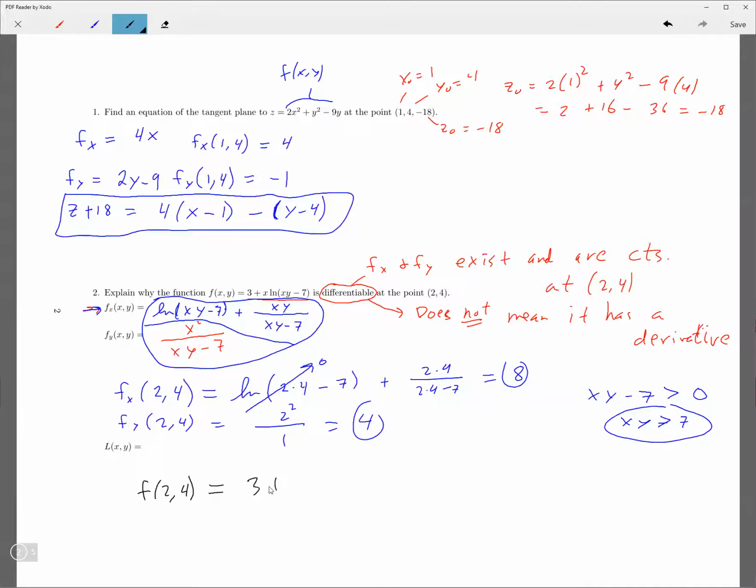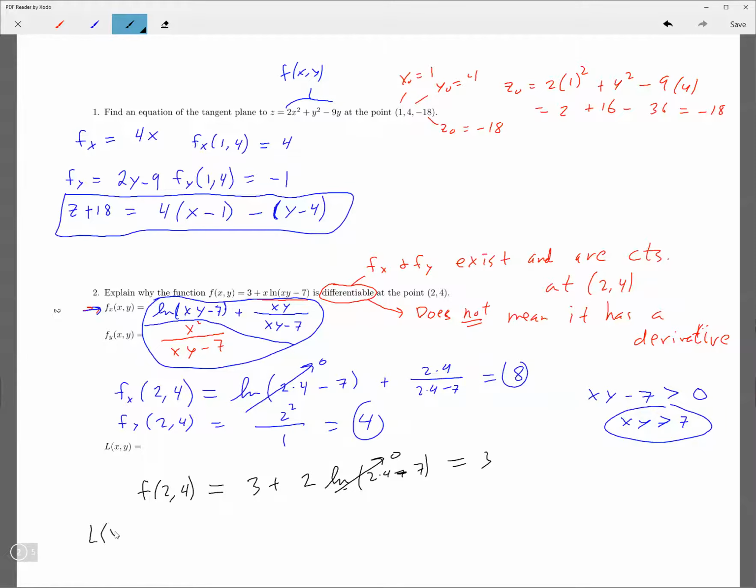So that's 3 plus 2. I'm just plugging it into here. Log of 2 times 4 minus 7. That's good. That's log 1. That's all 0. That's all 0. So it's just 3.